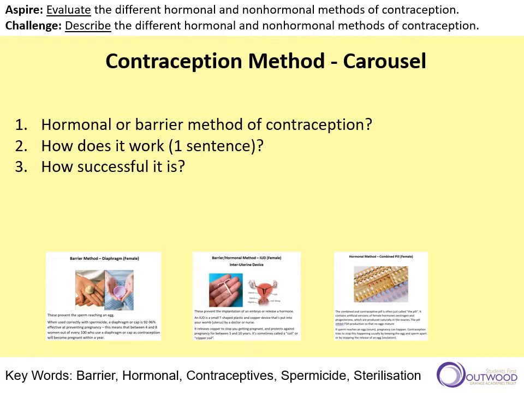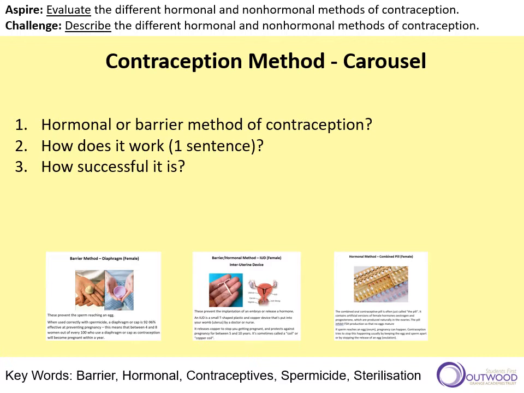So question number 1 is, is it hormonal or a barrier method? Question 2, how does it work? And that only need be 1 sentence, just so you have an idea of how it works. And number 3, quite an important one, how successful is it? Okay, how successful it is. So those are our 3 questions that we're going to ask.